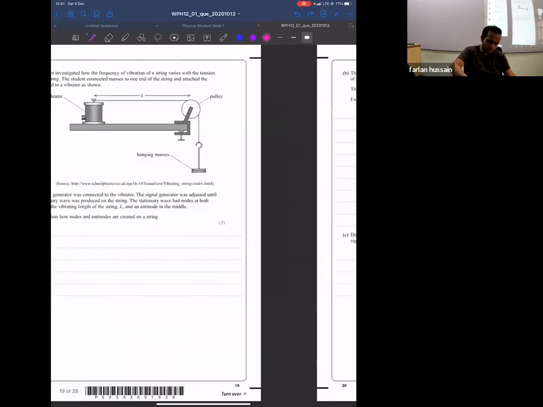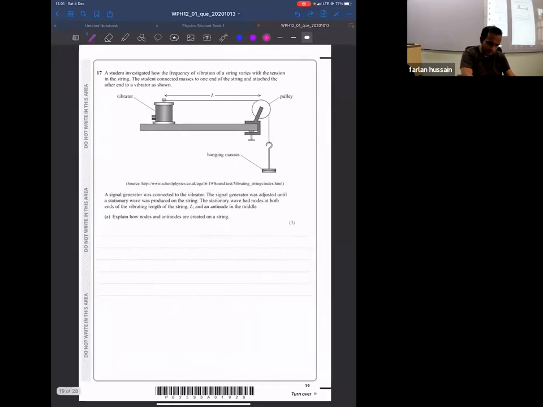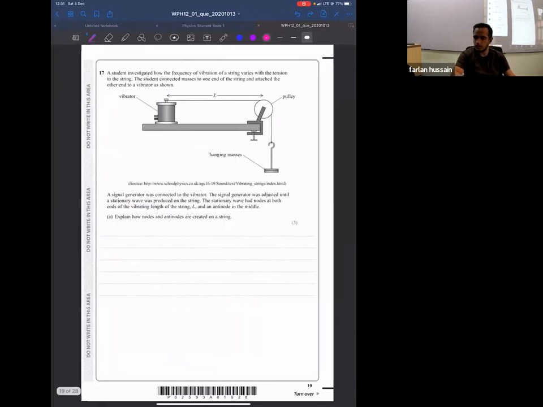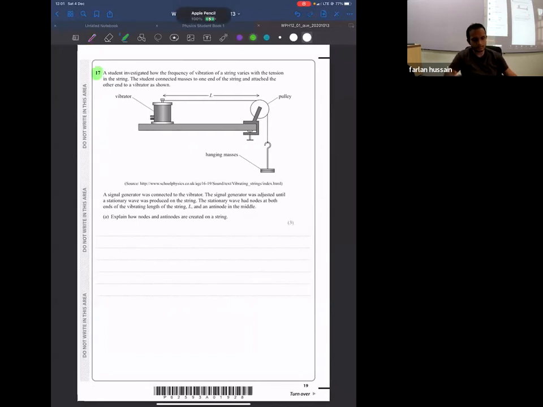Okay, guys, try question number 17 for homework. The 17th one, try it for homework.